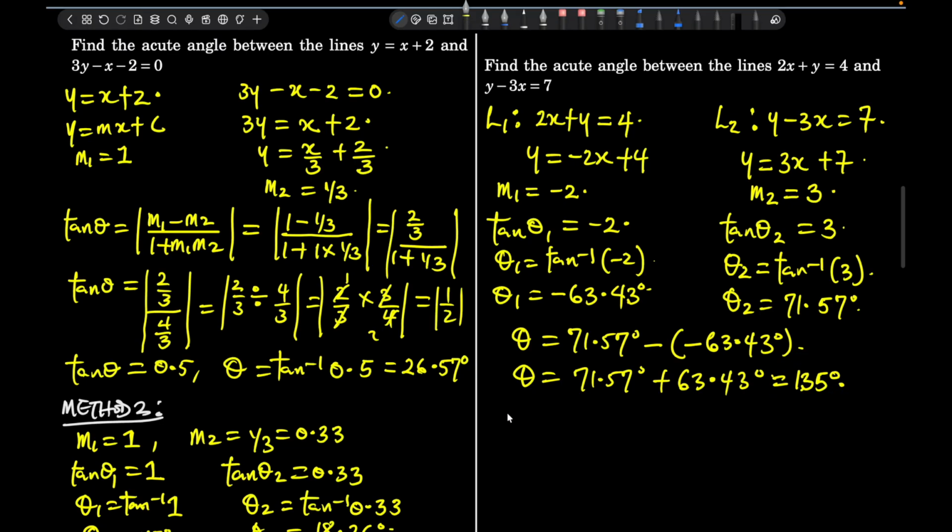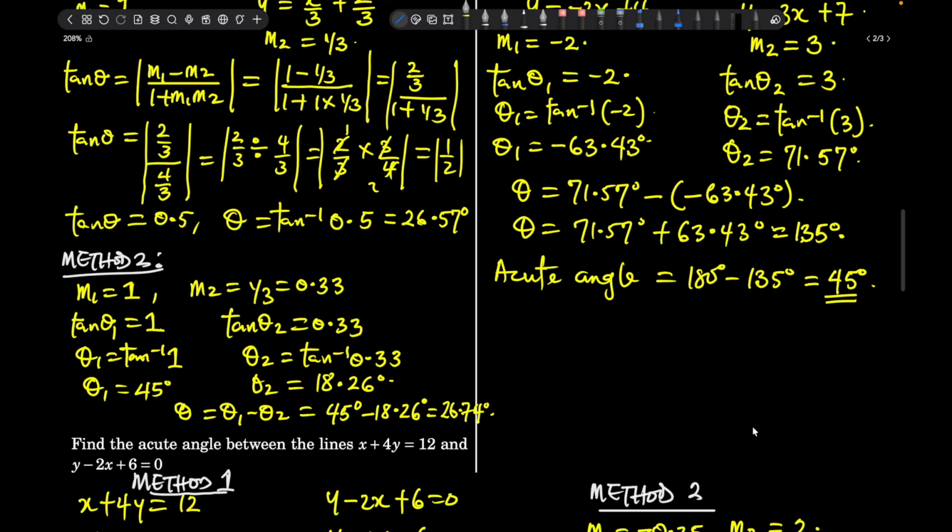So the acute angle is going to be equal to 180 degrees minus 135 degrees. This is equal to 45 degrees. So that is how that second method works, which seems to be a bit direct, except for little explanations that you have to make when you are getting negative answers.